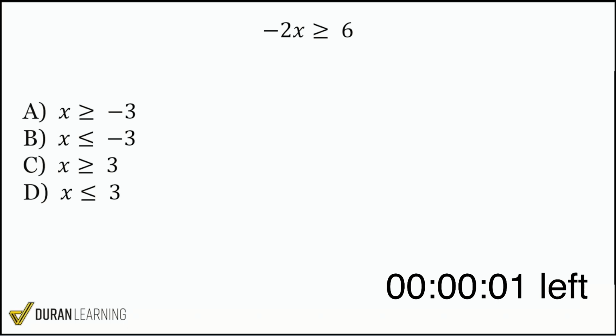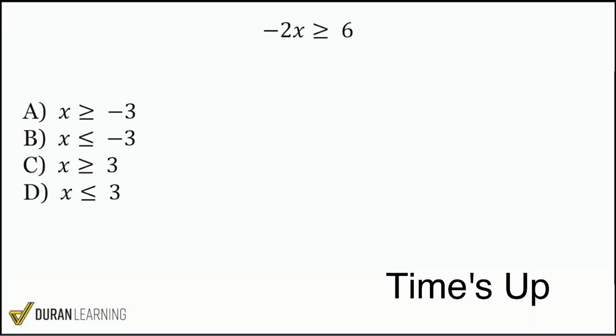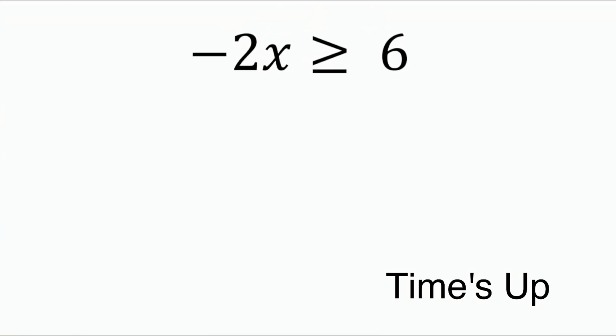And that is time, my party people. Time is up. Go ahead, put those answers in. What do we have? Okay, I see that confidence coming in. Let's go ahead and give it a shot here. Let's zoom on in. We have -2 multiplied by x is greater than or equal to 6.